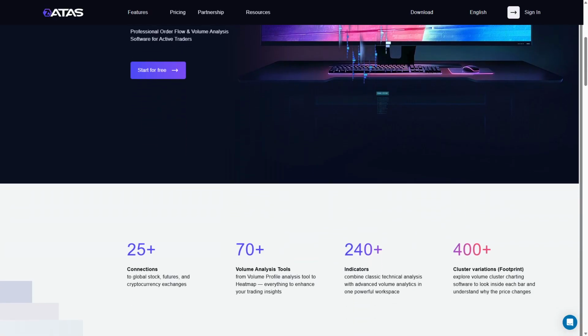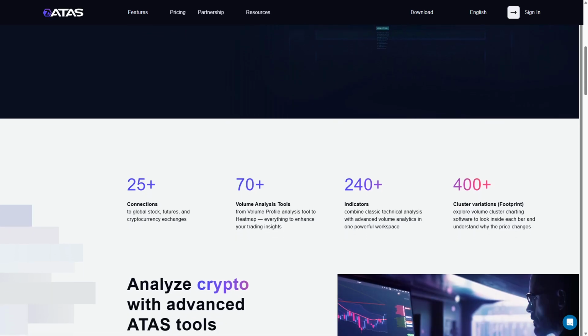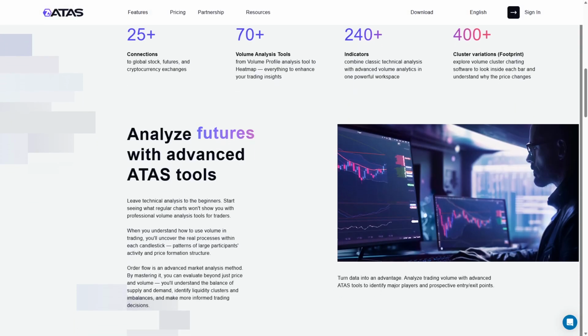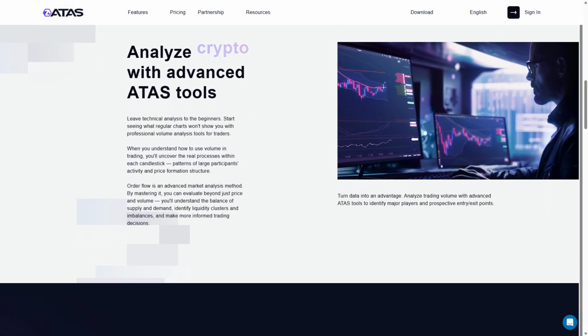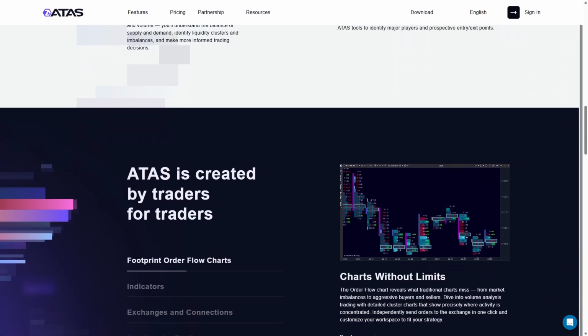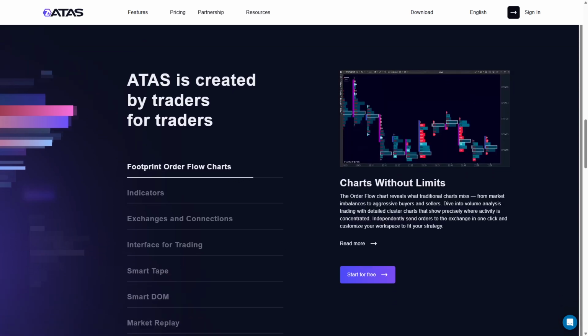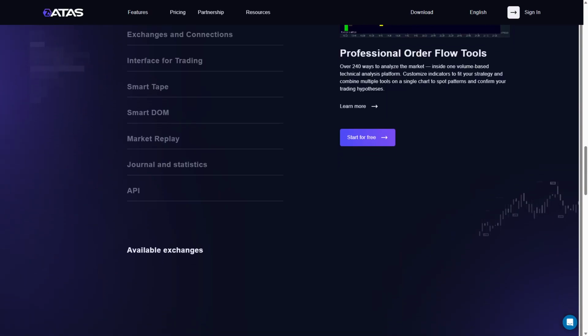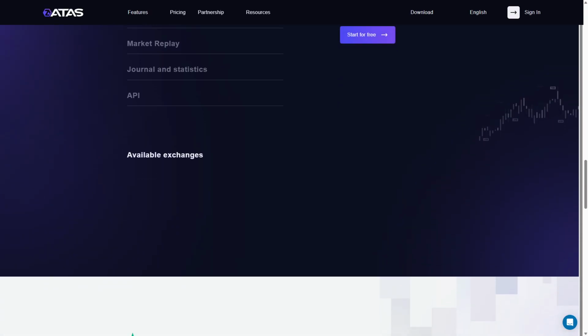ATAS works by integrating with popular data providers to deliver clean, aggregated order flow data, making it easier to interpret market movements quickly. Its strengths include a modern, intuitive interface and built-in analytics that require minimal configuration. This makes ATAS accessible for traders who want powerful insights without spending hours on customization.